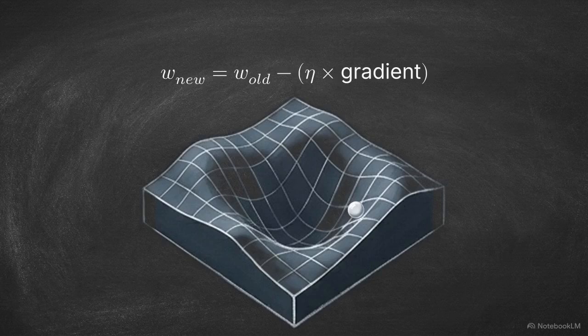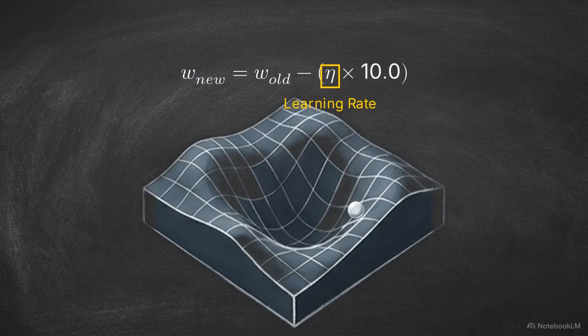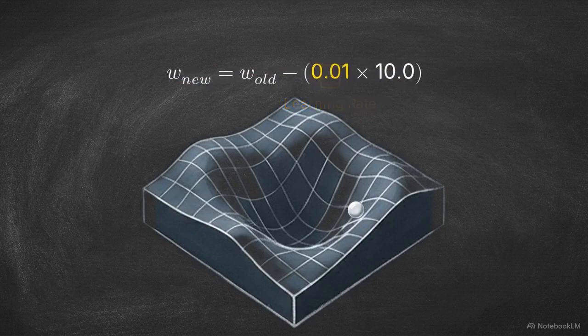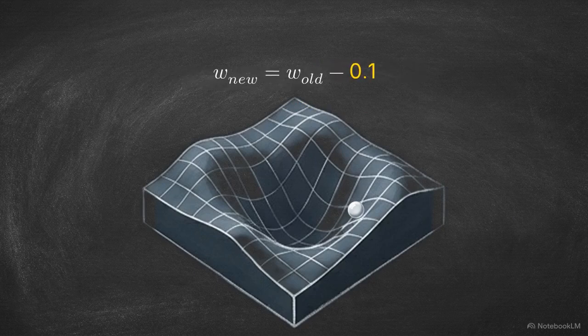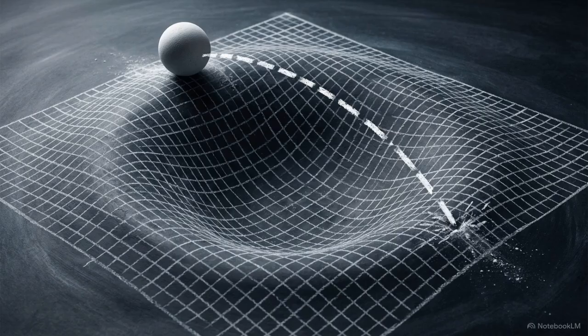Let's test this. If we calculate a gradient of 10, we don't just subtract 10 directly. We multiply it by a small factor called the learning rate, represented by the Greek letter eta. If our learning rate is 0.01, we multiply that by 10, giving us a step size of 0.1. We subtract that 0.1 from our old weight. Scaling the gradient down ensures the model takes a controlled step down the hill. Without it, the model might take a massive leap and overshoot the bottom of the valley entirely.